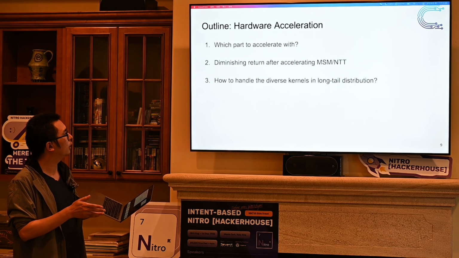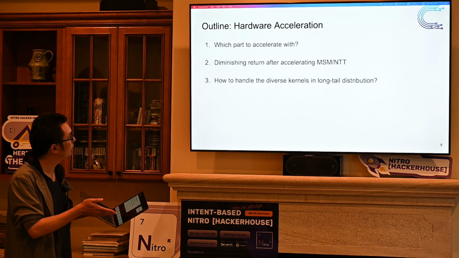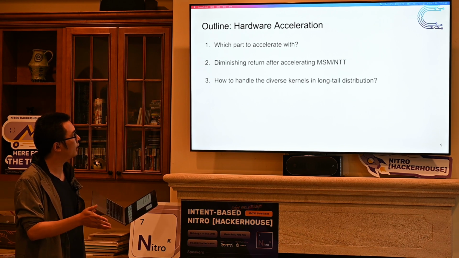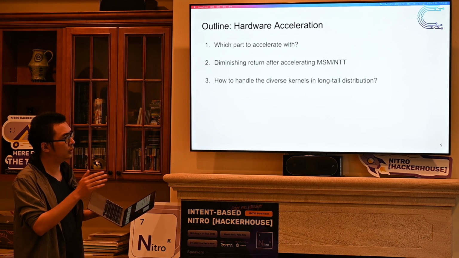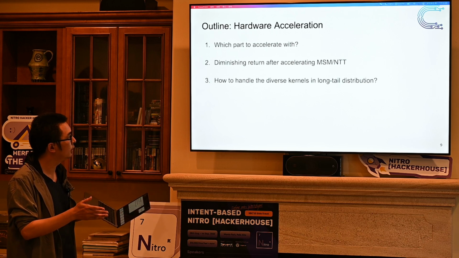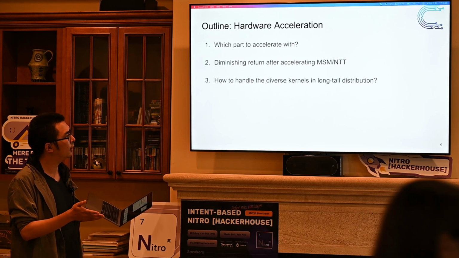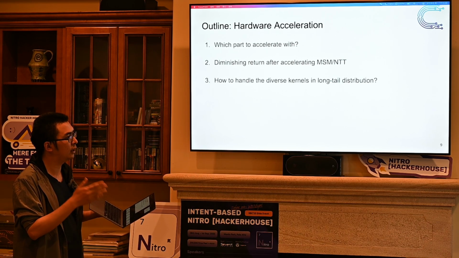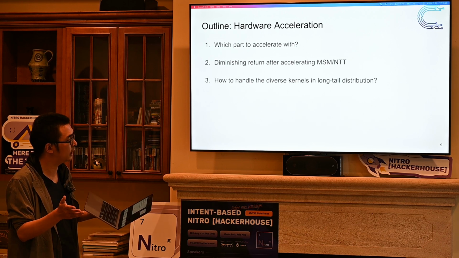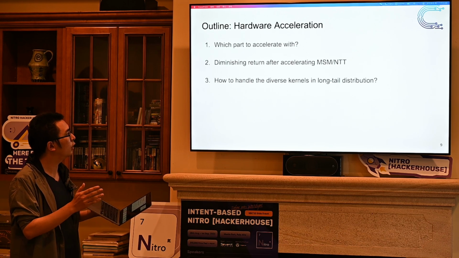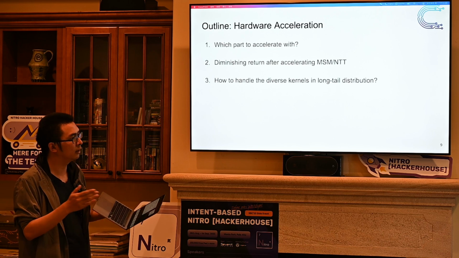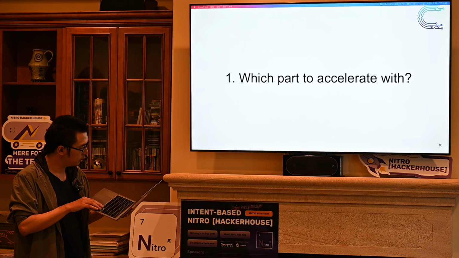So if we look at ZK hardware acceleration, what kind of problems do we have to look at? Today I will discuss 3 points. The first is which part of the system, which part of the computation, should we accelerate? The second is a recent finding about the diminishing return after we accelerate the MSM and NTT parts. And the last is how can we handle the diverse kernels in the long tail distribution.